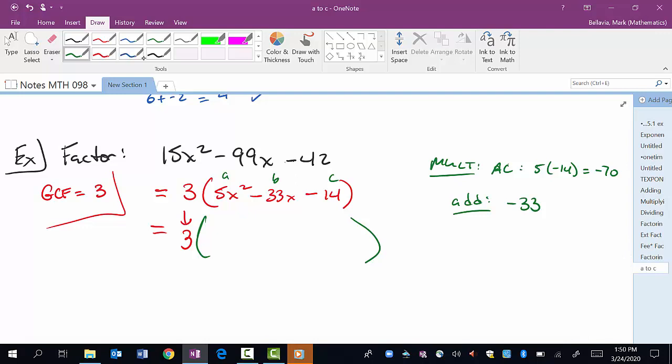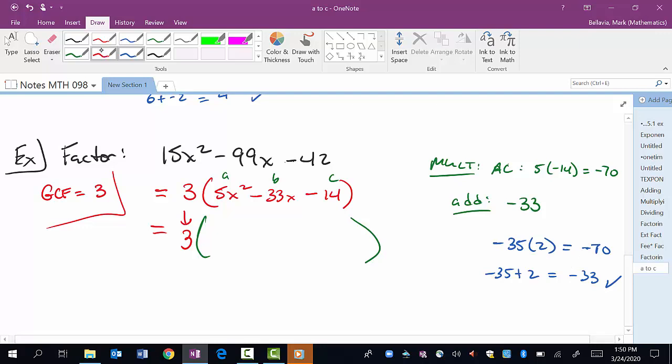But the numbers we get here that do this are negative 35 times a positive 2. The signs have to be opposite because they have to multiply to a negative. So negative 35 times 2 does give me negative 70. And negative 35 plus 2 does give me negative 33. So this is me just checking to make sure I got numbers that do this. You don't necessarily have to show this part if you know it, and you can just substitute in right away. But if not, you should show it because it might help you out.